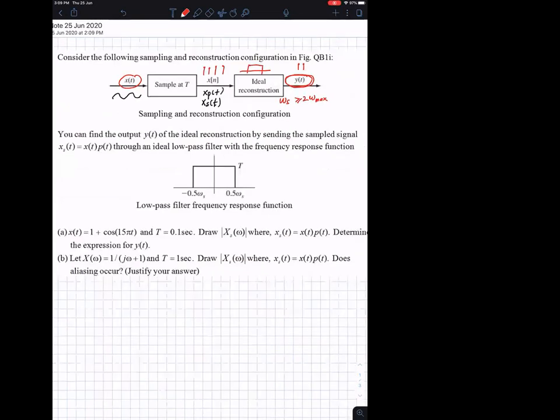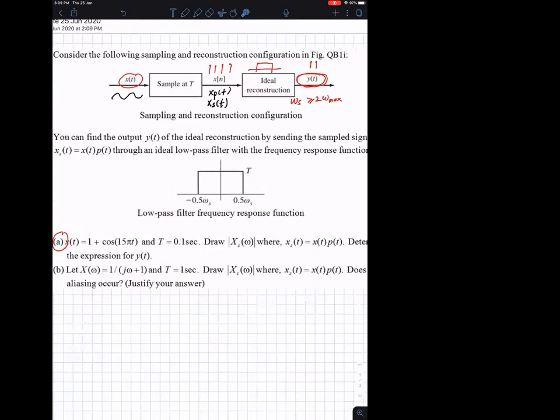So in this problem, this is the filter. In part A, the input signal is 1 plus cosine 15t. The sampling interval is 0.1 second, so every 0.1 second it's sampled.